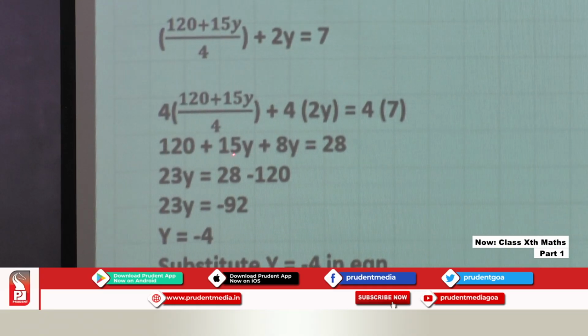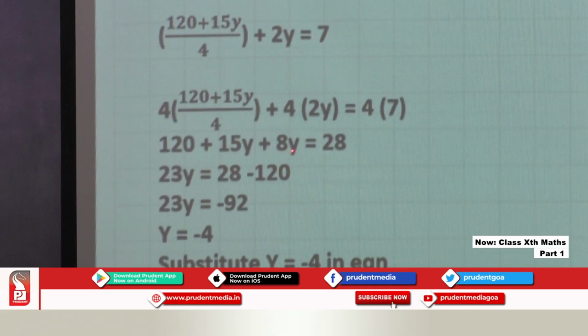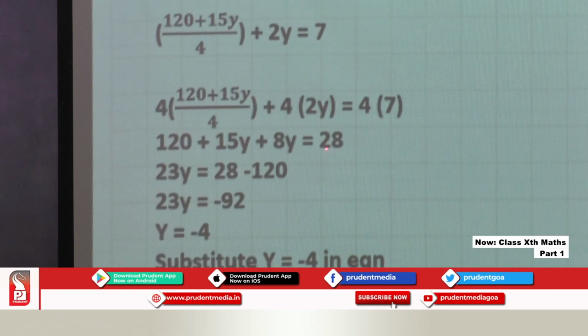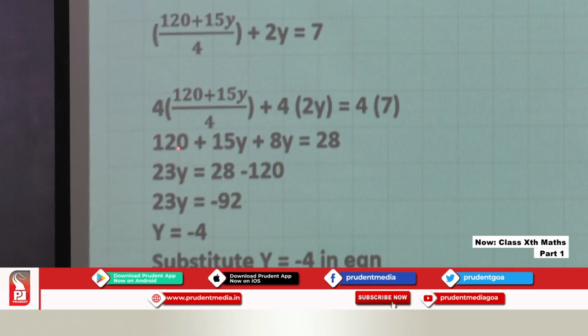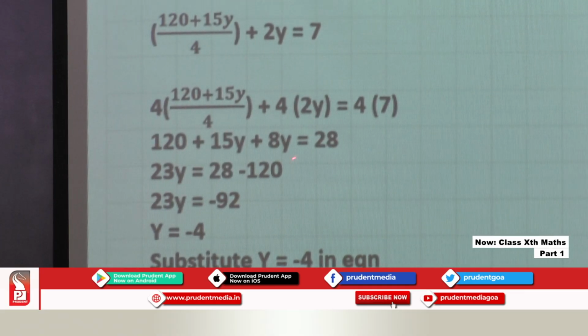120 plus 15y is left, plus 4 2s are 8y and 7 4s are 28. Now, I got variable terms here, 15y and 8y. I am adding them. 15y plus 8y is 23y. This is 28. I shifted this plus 120 to the right hand side.